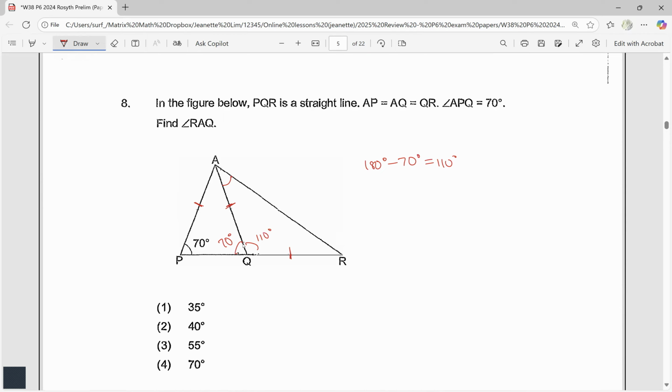Then to find the angle RAQ, we'll have to take 180 minus 110, then divide it by 2, because you have two equal angles. So that will give us 35 degrees, answer option 1. Okay, 180 minus 110 divide by 2. Remember to use brackets.